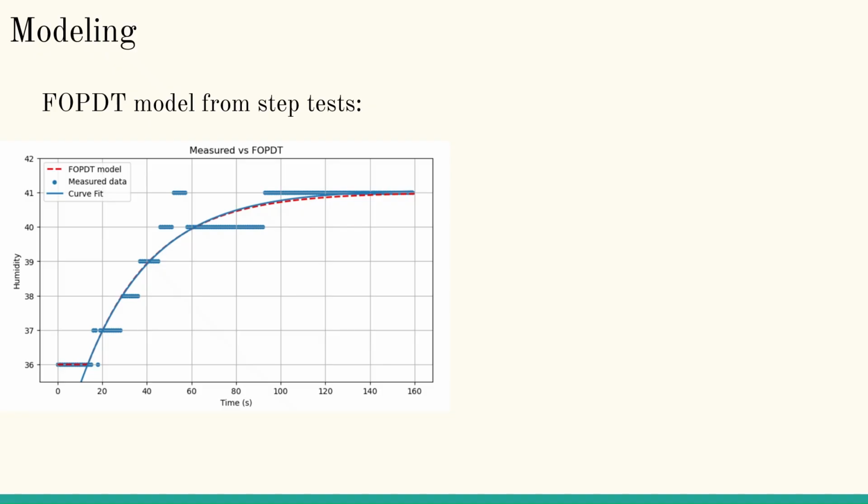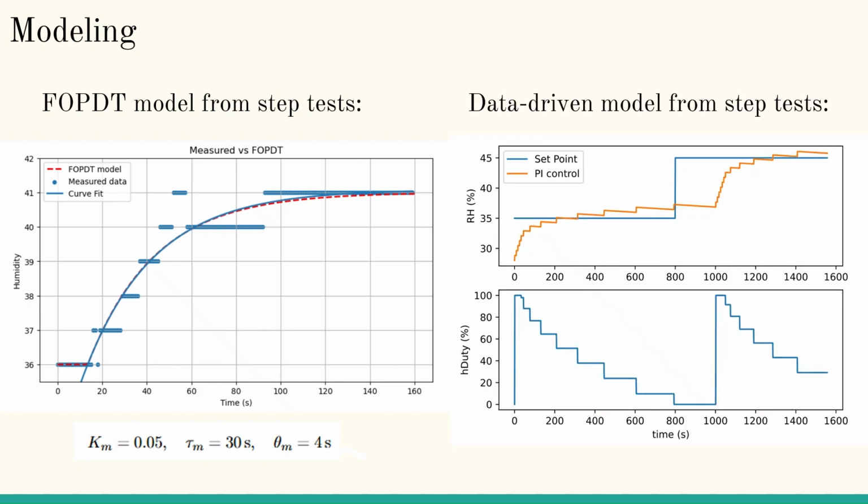To get to that final design point, we went through a series of steps. First, we modeled the behavior of the system. We performed a few step tests with the humidifier, and from that derived this FOPDT model. Using that, we were able to get several design parameters for our controller. We then were able to create a data-driven model to predict what the behavior of our system might look like in a set point change.